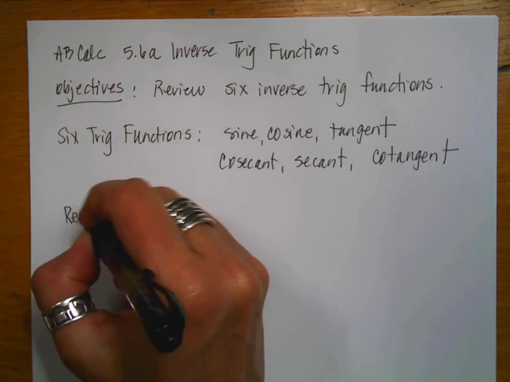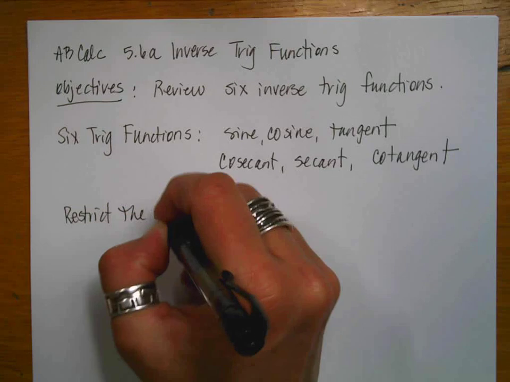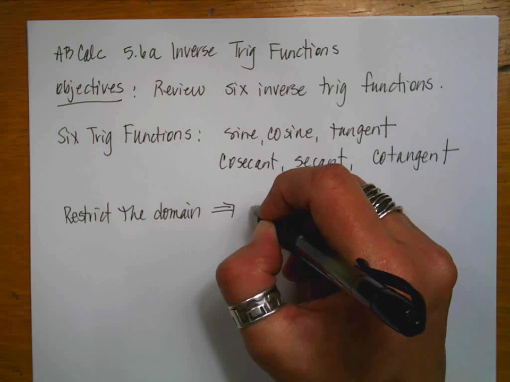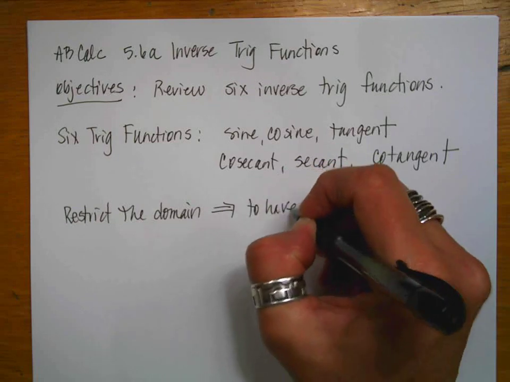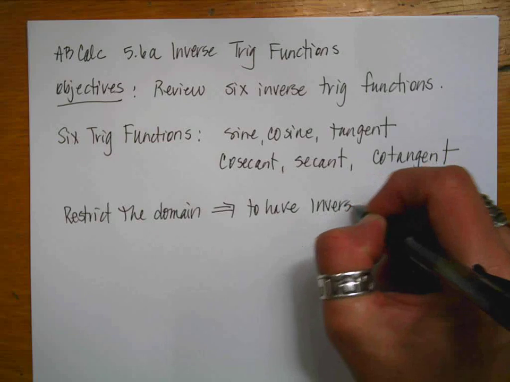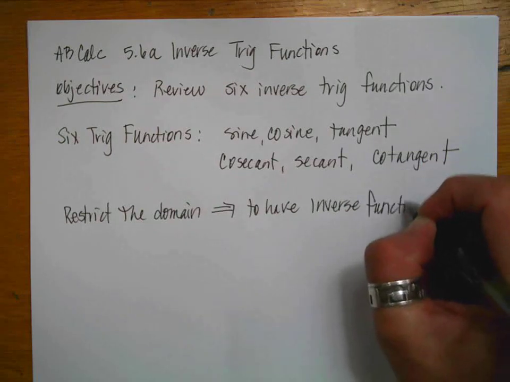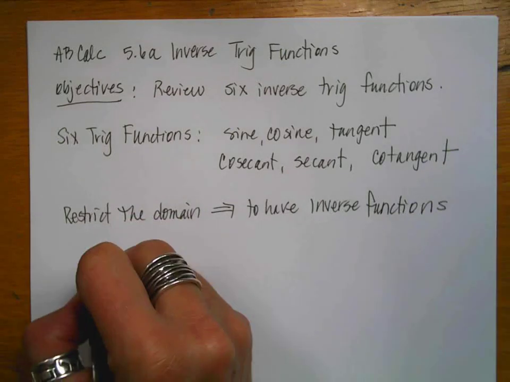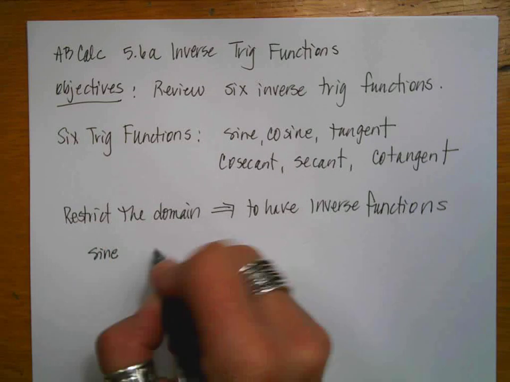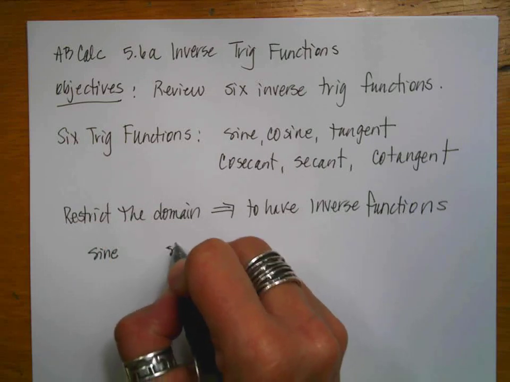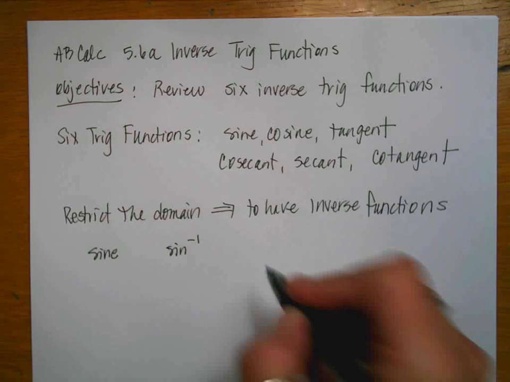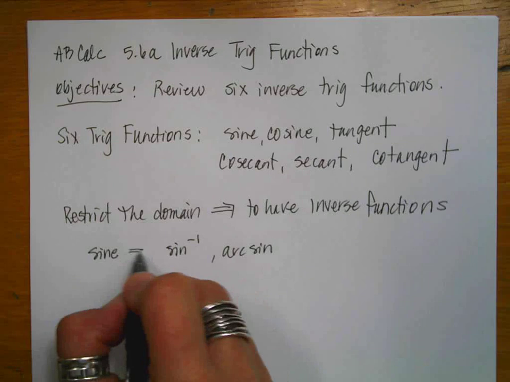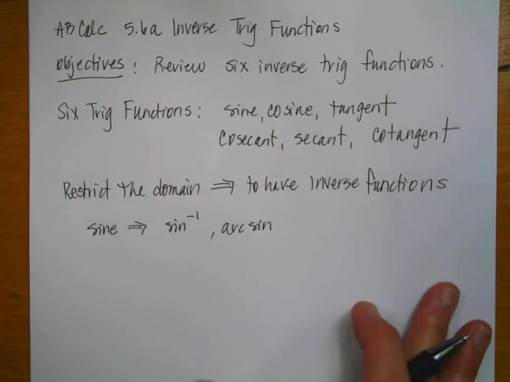So if you will remember from math that we did last year in pre-calc, we have to restrict the domain to be able to have an inverse function. So we're going to restrict our domain so that we can have inverse functions. Remember that those inverse functions are going to be the arcs. So if I have sine, then my inverse could be written as the inverse sine, or I could write it as the arc sine. Both of those expressions are used interchangeably, and those are the inverses.